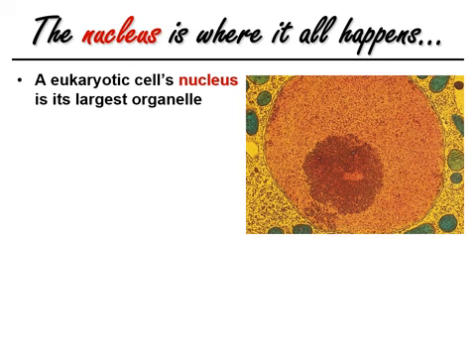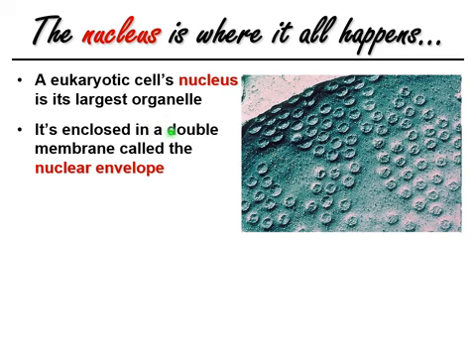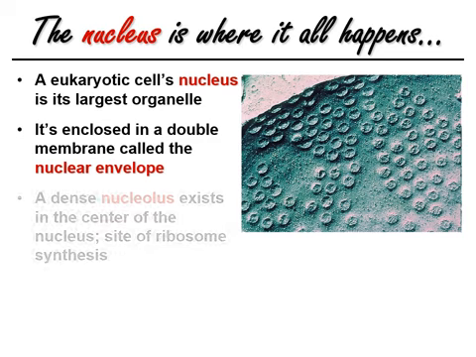So a eukaryotic cell's nucleus is its largest organelle. It's enclosed in a double membrane, like I said, a double membrane system. That's called the nuclear envelope. Here's a scanning electron micrograph of the face of the nuclear envelope. So we just zoomed in quite a bit more. And you can see all these nuclear pores that allow very small things, molecules, in and out. So it is a vault. It is high security in the nucleus.